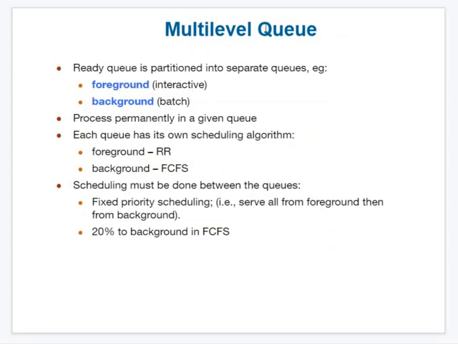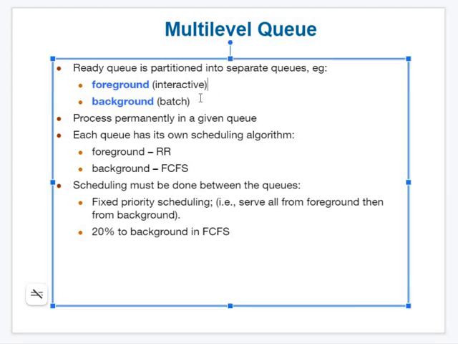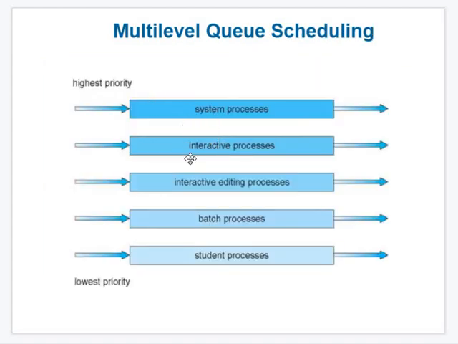Whenever it is a multi-level queue, generally it divides into a foreground process, which will be one, and all the remaining are background processes. Let me give you an example. There are 5 different queues. The first one is the system process set, then the interactive process set, the interactive editing process set, the batch process set, and the student process set. Here you can see the very important words, high priority and low priority.